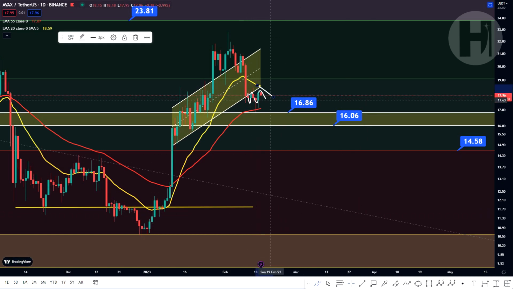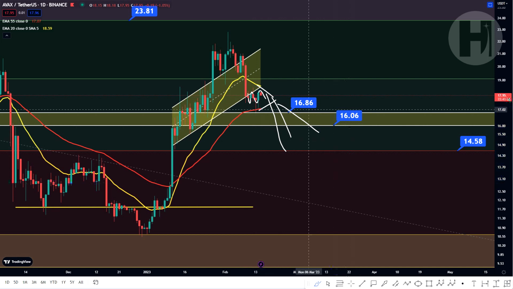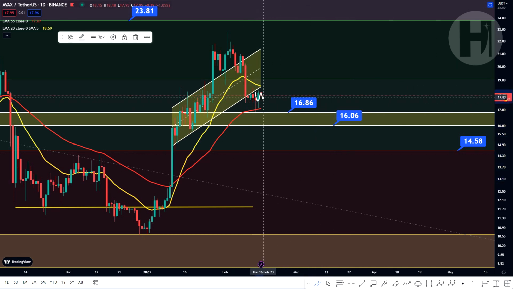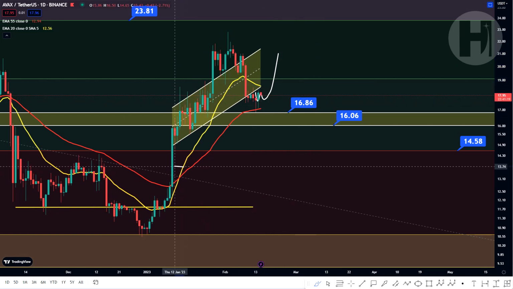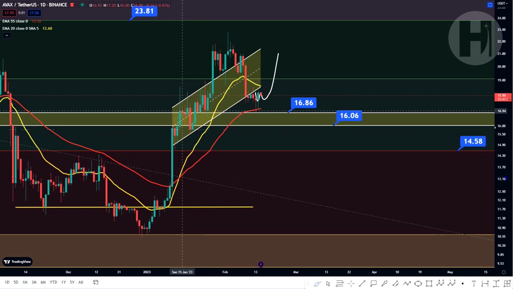The EMAs are coming closer together. If we see a move to the downside, we get the bearish cross, and we continue with the move to the downside. If Bitcoin decides it wants to pump even further, then we obviously have a move to the upside. We get the continuation, and we've already seen the bullish cross here, January 14th. At that point, we're sitting at $16.